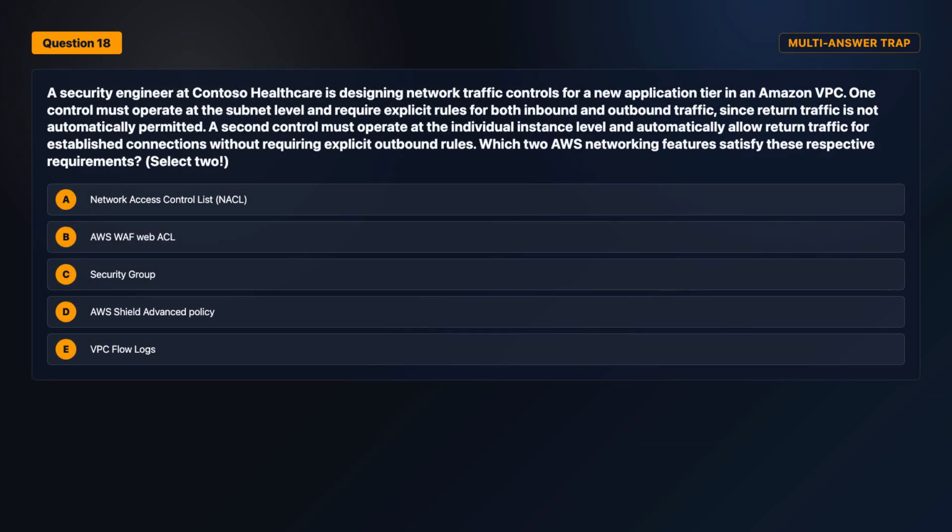Keep your focus here. Question 18. The wording is the clue. A security engineer at Contoso Healthcare is designing network traffic controls for a new application tier in an Amazon VPC. One control must operate at the subnet level and require explicit rules for both inbound and outbound traffic, since return traffic is not automatically permitted. A second control must operate at the individual instance level and automatically allow return traffic for established connections without requiring explicit outbound rules. Which two AWS networking features satisfy these respective requirements? Select 2. Review the answer choices on screen.